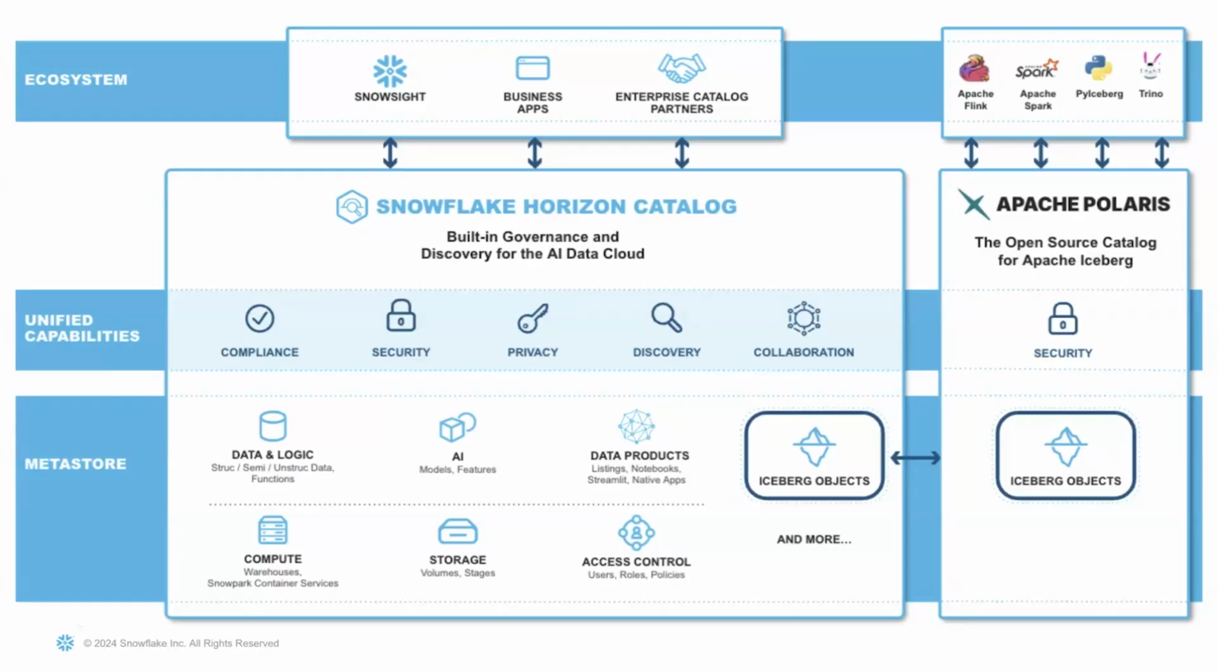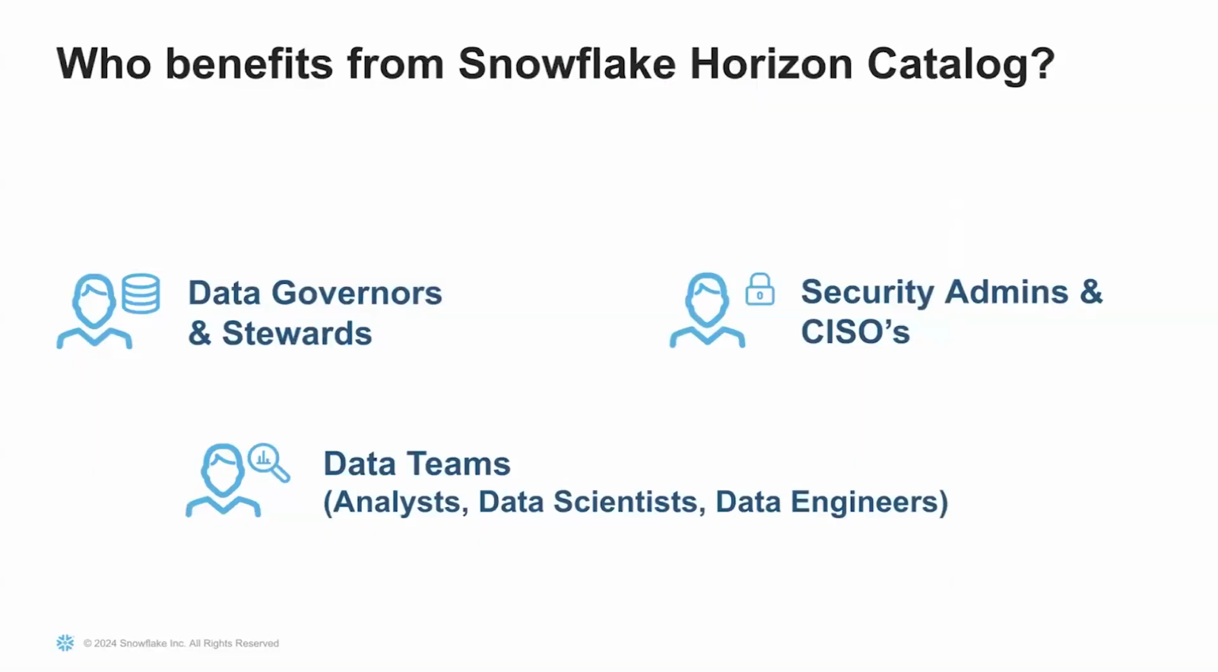In addition to that, it also interoperates with assets in external catalogs such as Polaris. Horizon Catalog integration with Polaris is specifically designed to ensure that you get the freedom of querying Iceberg tables on any engine while still getting the discovery and governance benefits of Horizon on those same Iceberg tables when they're queried within Snowflake. Horizon Catalog is designed with three key personas in mind.